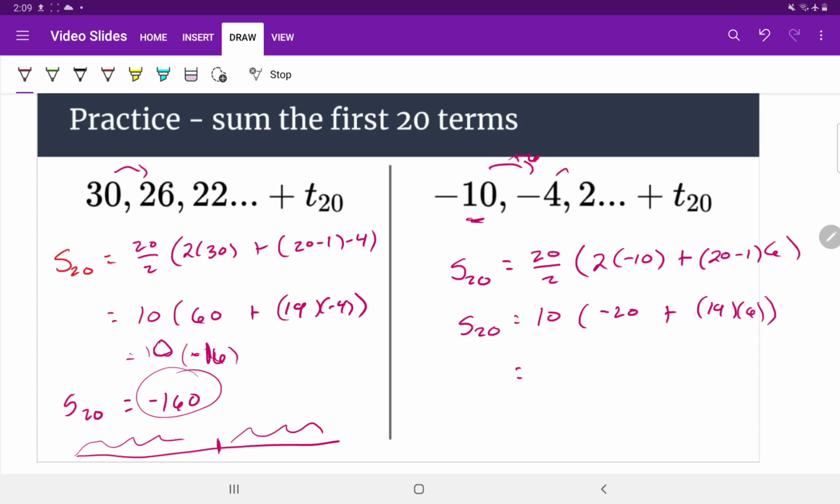And that's going to give me what? So 19 times 6 gives me 114. So 10 times -20 plus 114. So minus 20 from that, and then times 10 gives me 940. 940 as the sum of the first 20 terms.